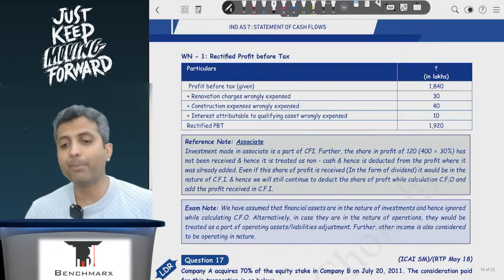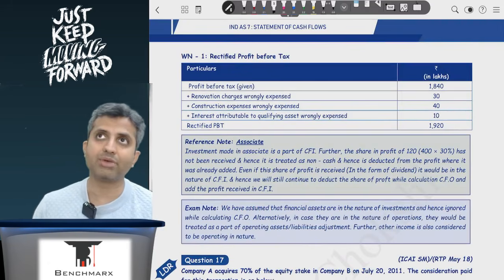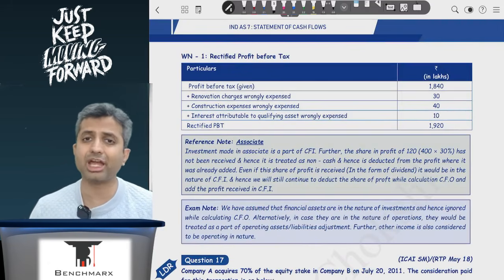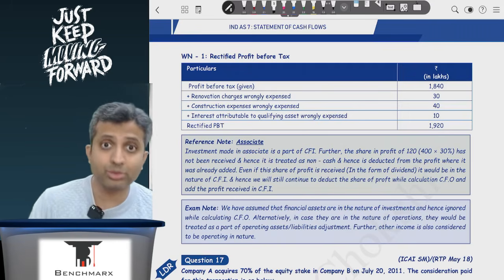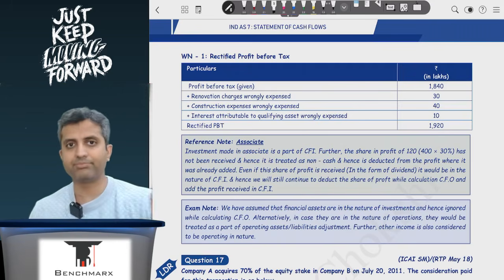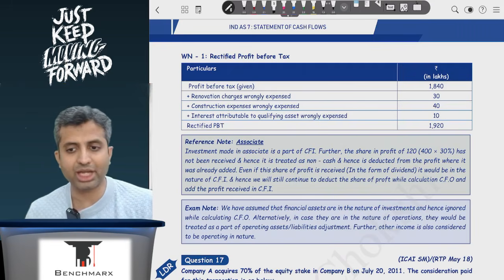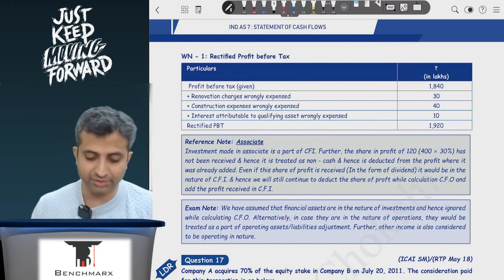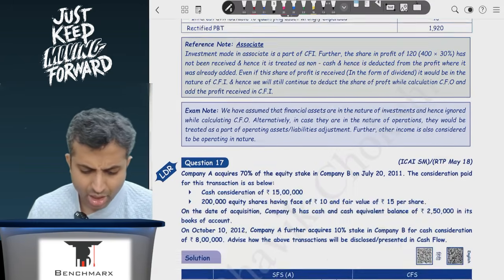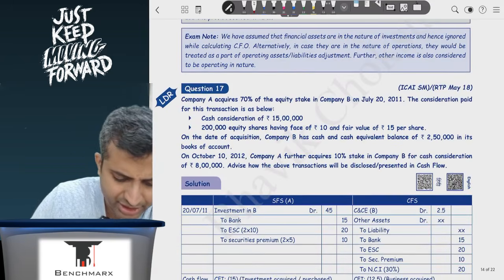Now you need more data to find cash flow from investing and financing. You don't have sufficient data, and hence in this question they have not even given you the entire balance sheet. So if you sit and try to find it, your cash flow statement will not tally because you don't have enough information. Okay, next we have question number 17.